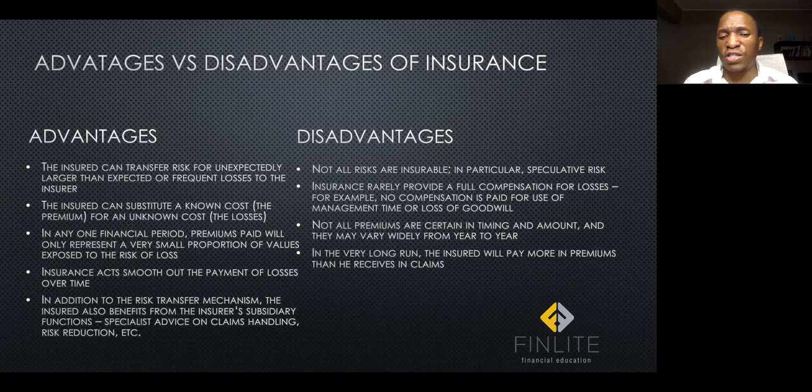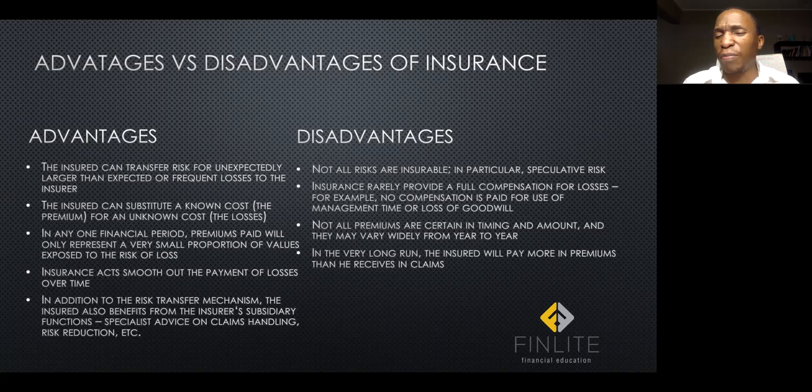The other disadvantage is that not all premiums are certain in timing and amount, and they may vary widely from year to year. As the insurance companies increase their premiums, you might never know how much they are going to increase them by, as their perception of risk changes, because there are factors that contribute to the risk. So that is the disadvantage: we cannot plan for a very long time, especially when big companies are paying big premiums to reinsurers or to insurance companies.